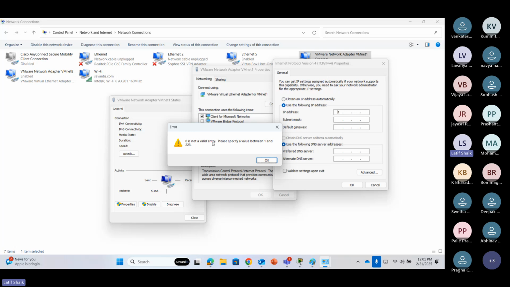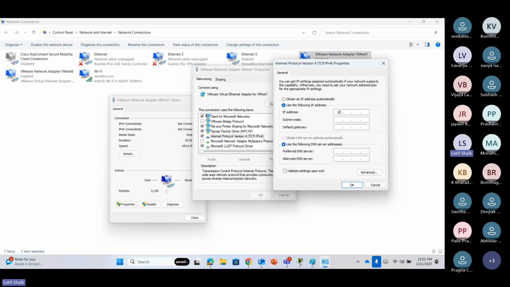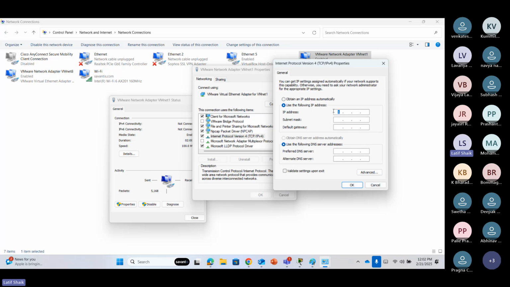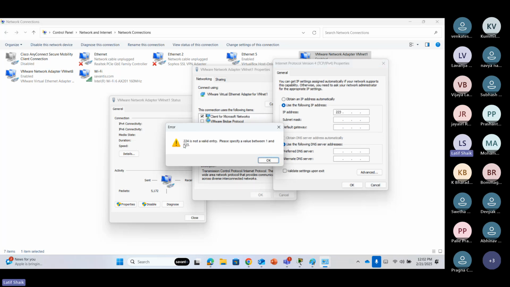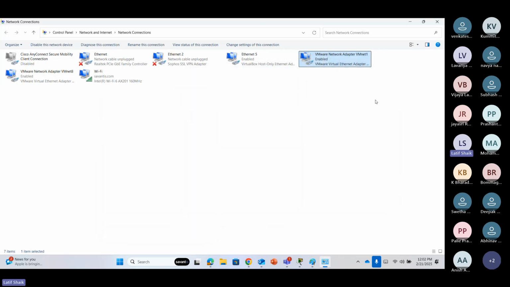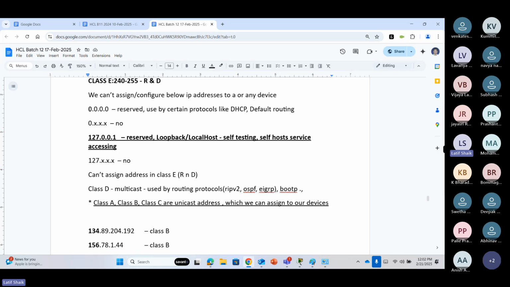224 is not there, and 240 also is not there here, right? Again, I try to give IP address 127. It said 1 to 223, but 127 is also not a valid one, which we are not able to assign. Maybe I will try 224. Again, 224 is not valid. 240 is not valid. It means these IP addresses we can't assign: the class D range, the class E range, and the 0 series and 127 series we can't assign to our adapters. Other than that, the remaining we can use.